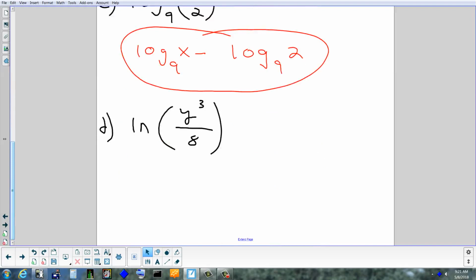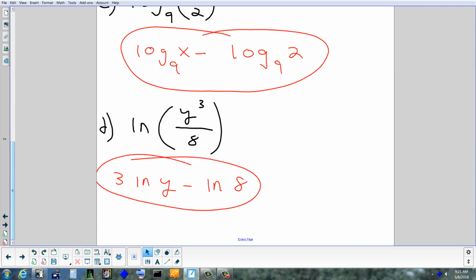Anyone think they can tell me what that one would be, like the whole thing, the final answer? Joe? 3 ln y minus ln. Exactly. So it splits as a difference. And you would have ln y cubed. But then the 3 has to go in front. And that's it. Questions on the one?